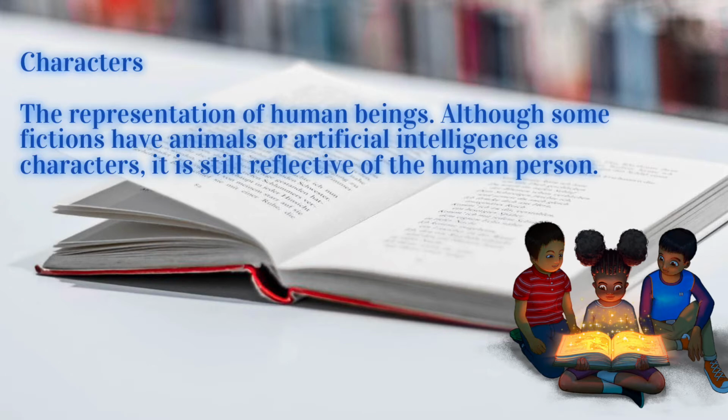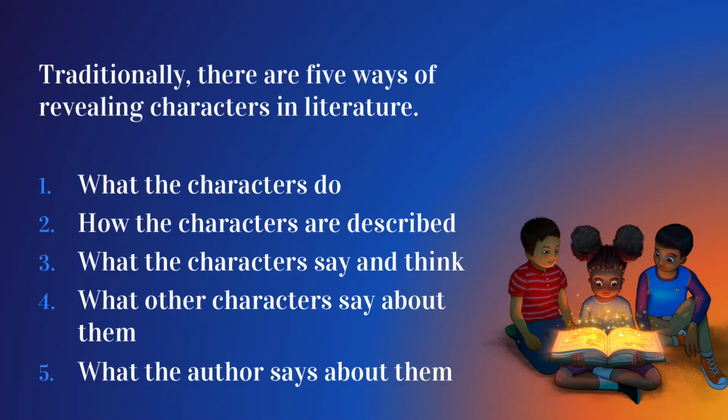And traditionally, there are 5 ways of revealing characters in literature. What the characters do, how the characters are described, what the characters say and think, what other characters say about them, and what the author says about them, about the characters.